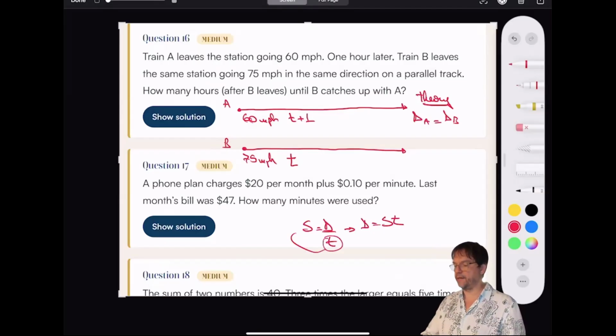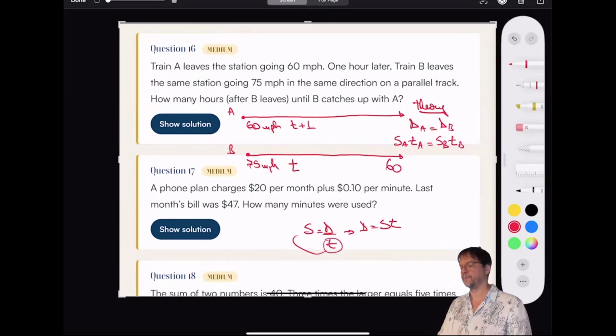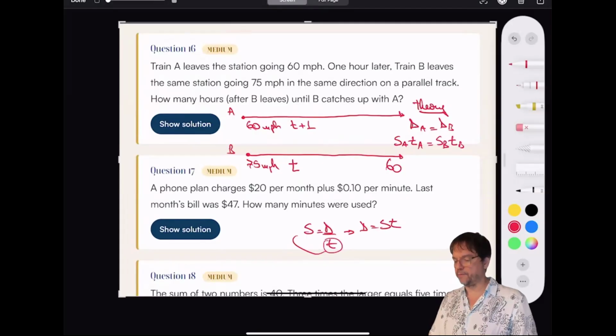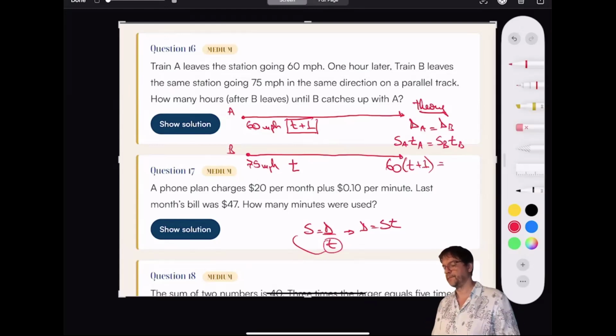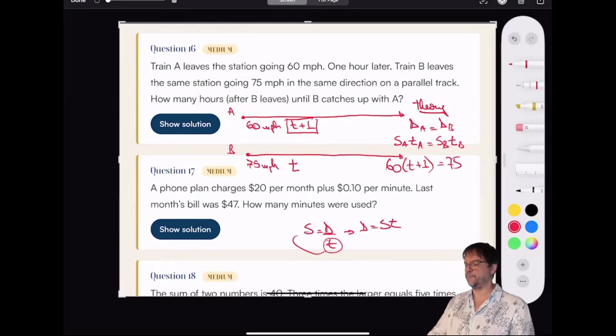So the distance of A is the speed of A times the period of time of A. B is the speed of B times the period of time of B. I know the speed of A is 60. Is that okay? Yeah. The period of time of A is T plus 1. Is that okay? Yes. The speed of B is 75. And the period of time that B travels is T.